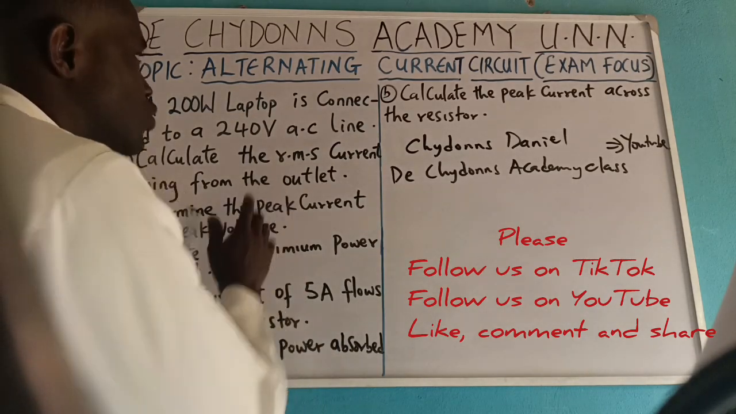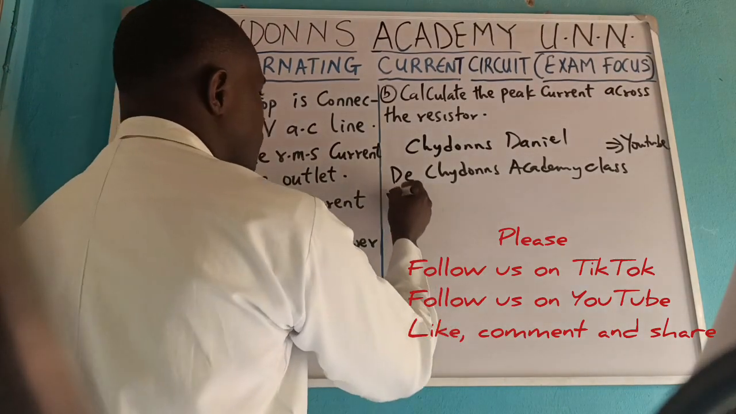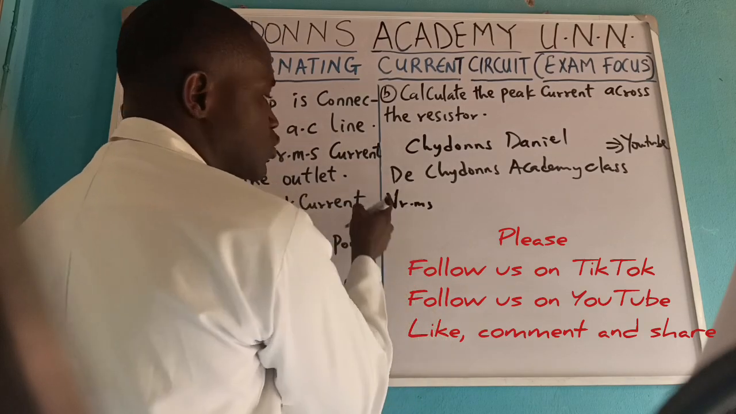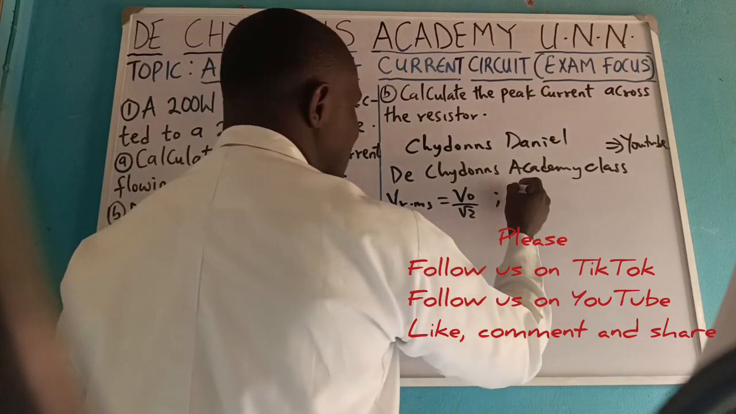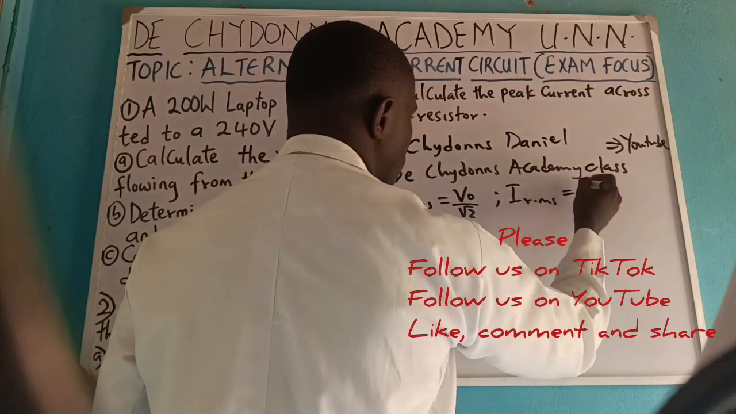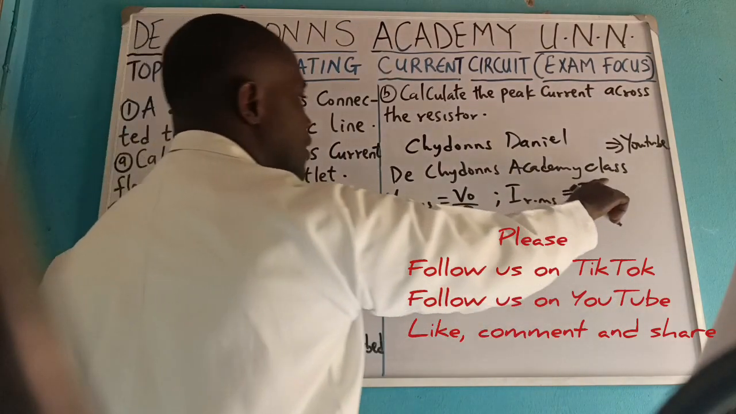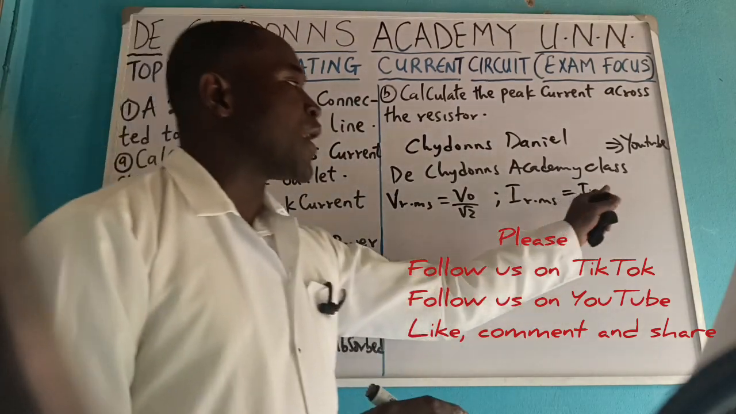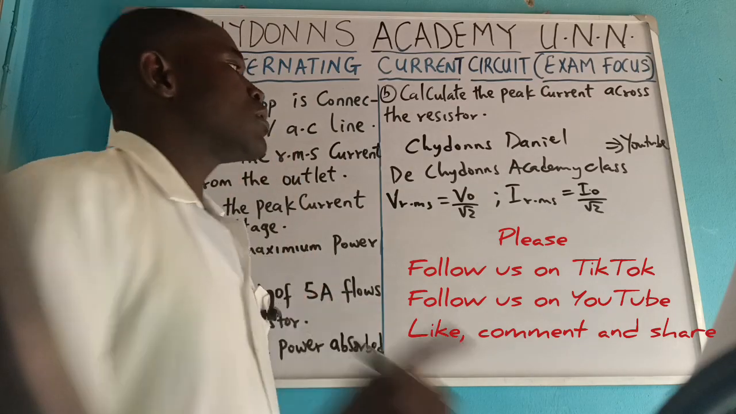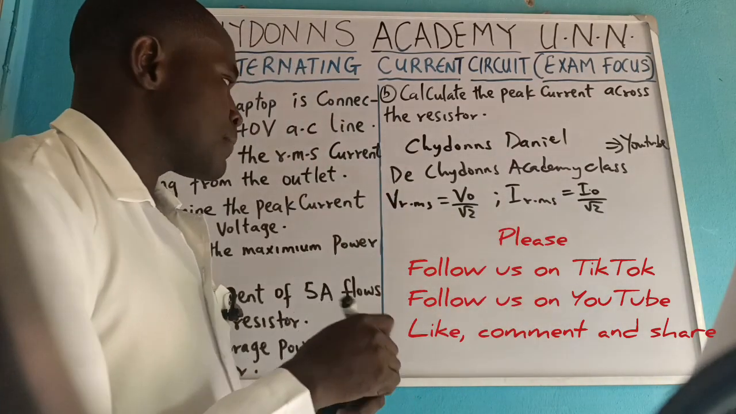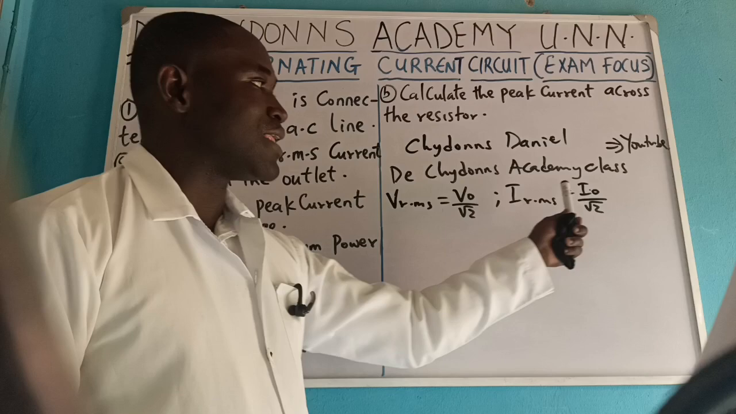Now, if you want to solve this question, there are important points we talked on that video. We said that the root mean square voltage is equal to V0 over root 2. We also said that the root mean square current is equal to I0 over root 2. What do we mean by V0 and what do we mean by I0? I0 means the peak current or the maximum current. Peak or maximum, they are synonymous. Then V0 means peak voltage or maximum voltage. Look at how they are related.